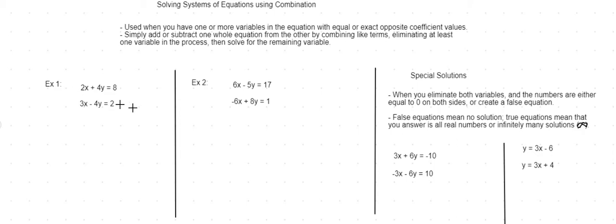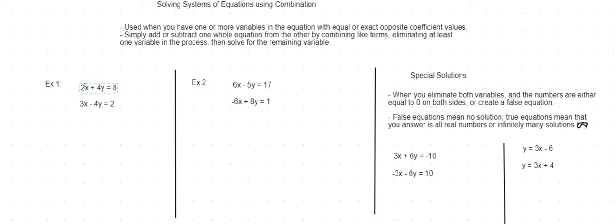So when you do these, you're simply going to either add or subtract, depending on whether they are the same or they are opposites, one whole equation from the other by combining the like terms and eliminating at least one variable in the process. Then you're just going to solve for the remaining variable. So let's look at one example of how this might look.